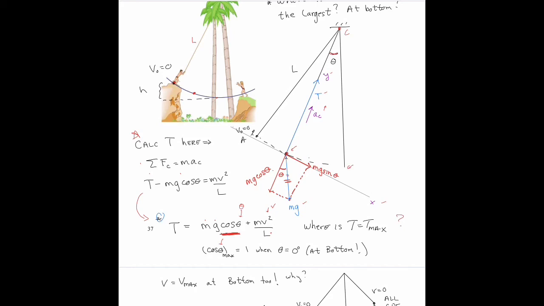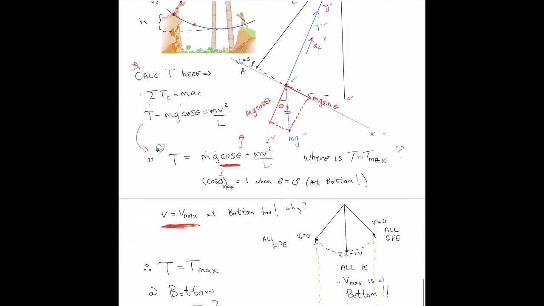Okay, so that makes cosine theta the biggest. All right. Well, where is the speed the biggest? As it turns out, the speed is the biggest also at the bottom. Now let's argue why that is.